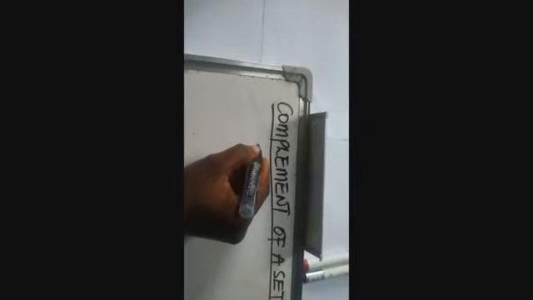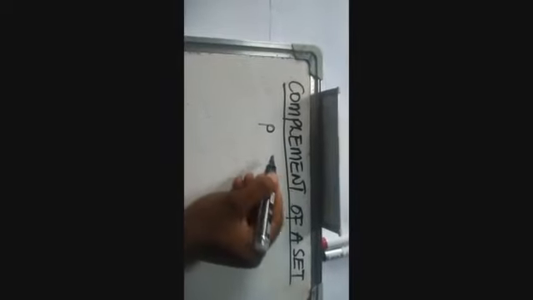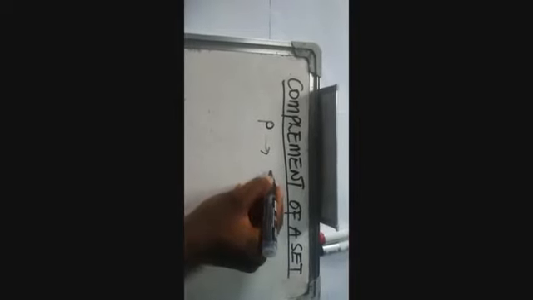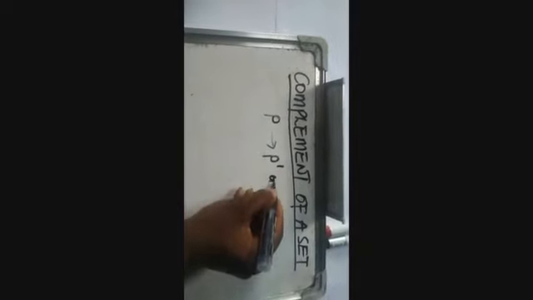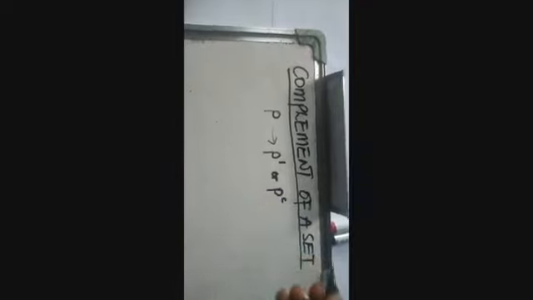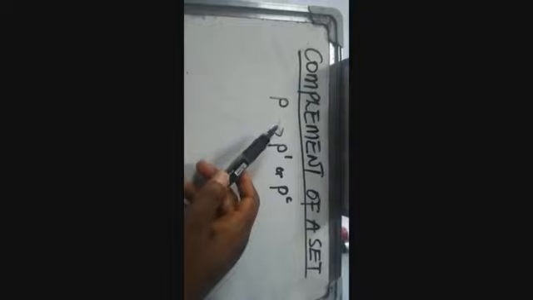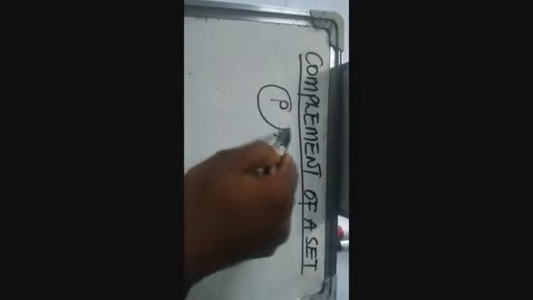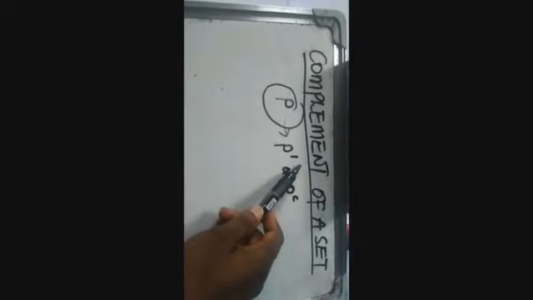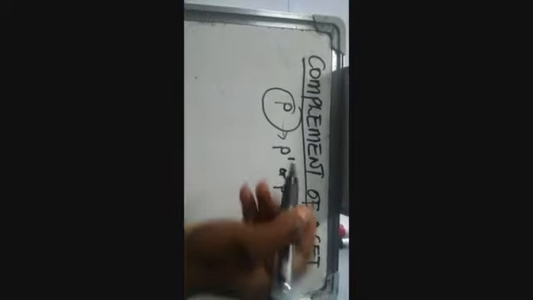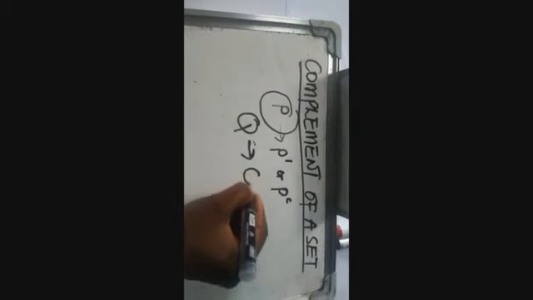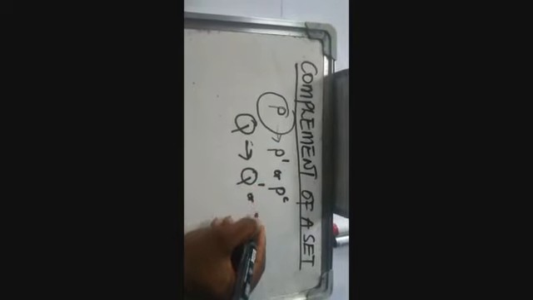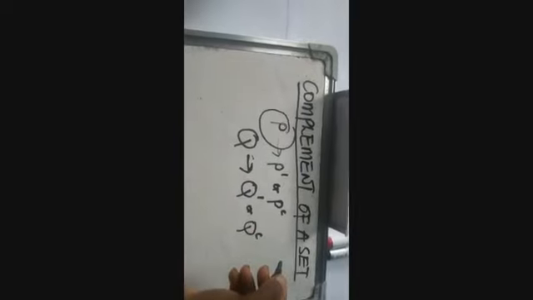When we have a set P, the complement of this set P is denoted by the symbol P prime or P raised to the power of C. The complement of Q is denoted by the symbol Q prime or Q raised to the power of C.